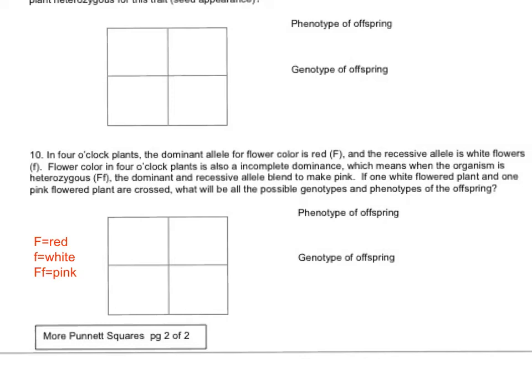So the question says, if one white flowered plant, and white's recessive, so we know that that parent has to be little f, little f, and one pink flowered plant, and to be pink, you have to be heterozygous, are crossed, what will be the possible genotypes and phenotypes of the offspring?